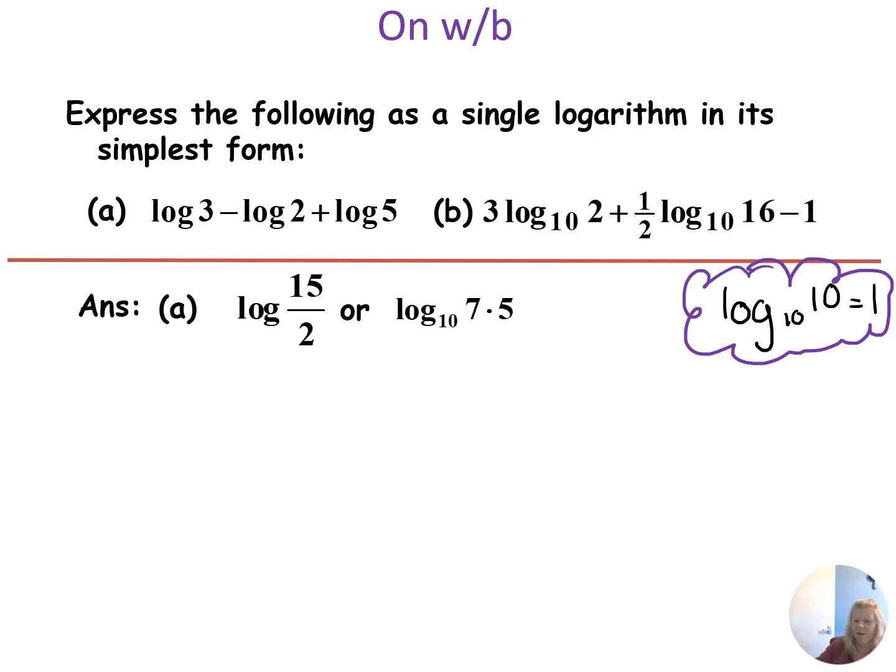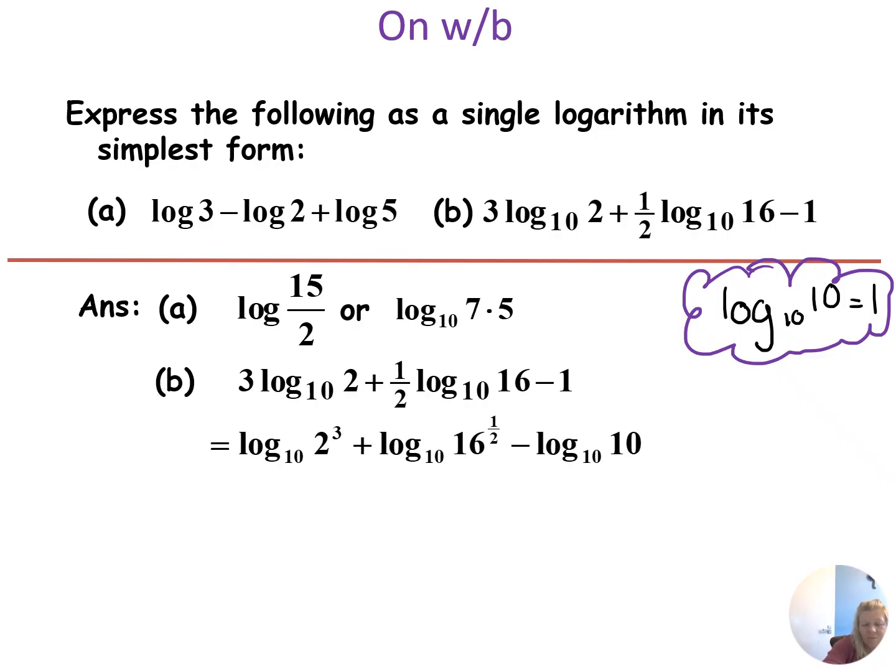Time up, hopefully. And there we have it. So nothing happened on the first row. Second, put the 3 up as a power, the half up as a power, and I've written 1 as log to the base 10 of 10, but minus in front because it's minus 1.